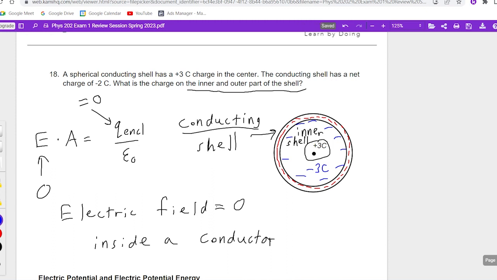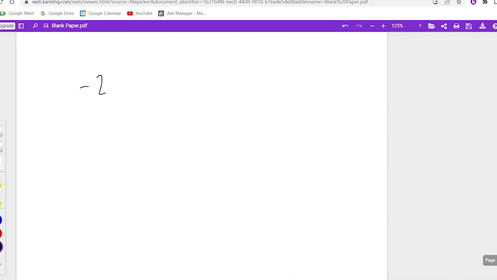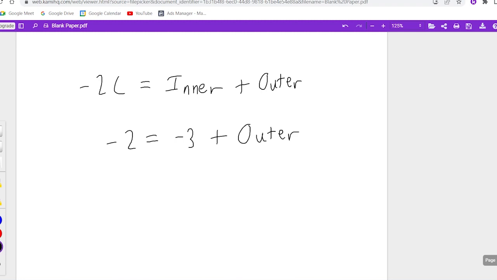And now we still need the outer shell. I actually don't need Gauss's law anymore, because I know the total charge on the conducting shell. The total charge is -2. And I just said the inner is -3. So to find the outer, I just have to put together the simple equation. The equation is -2 coulombs, the total charge on the shell, is equal to inner plus outer. And I already know the inner. The inner is -3. So -2 equals -3 plus the outer. And so I just add 3 to both sides. I'm going to get 1 coulomb is the outer part of the shell.